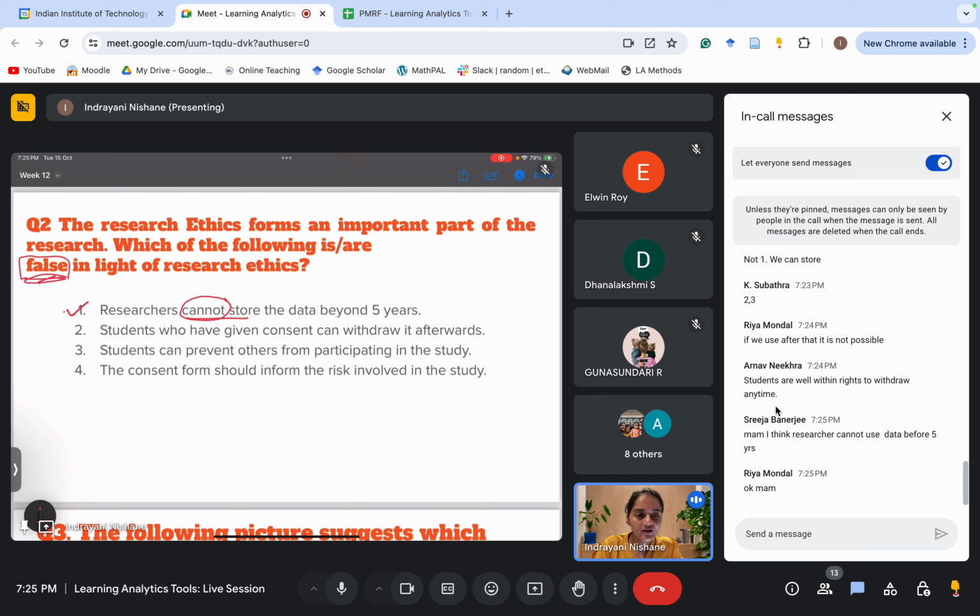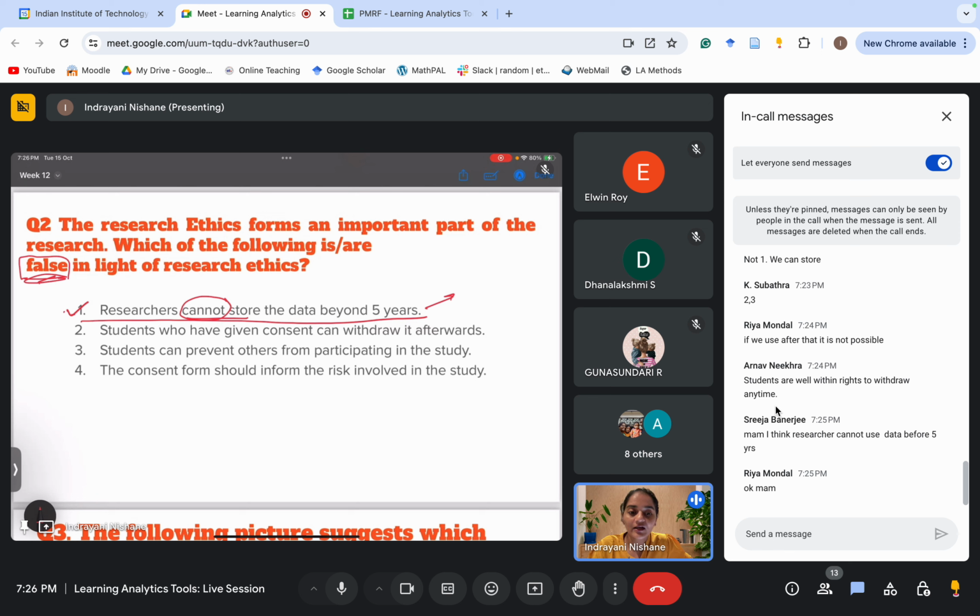Researcher cannot use data before 5 years. No, there is no such rule under research ethics that you cannot use that data before 5 years. Sometimes in fact this particular statement is very debated, because sometimes the data storage limit is 5 years only. Sometimes this statement is true, that you cannot store it beyond 5 years. So this statement is debatable, but for the Indian case this statement is false.